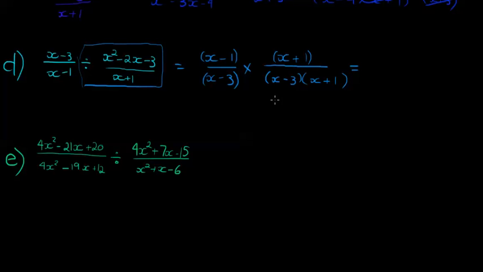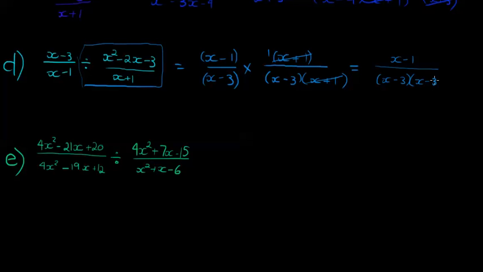So I can do that, and let's see, yes, there's one thing that can cancel here, and that is the x plus 1 can cancel with the x plus 1. Then I am left with, in the numerator, a 1 left there, x minus 1 times 1, which doesn't make any effect, so I don't need to put my brackets. In the denominator, I've got x minus 3 times x minus 3.